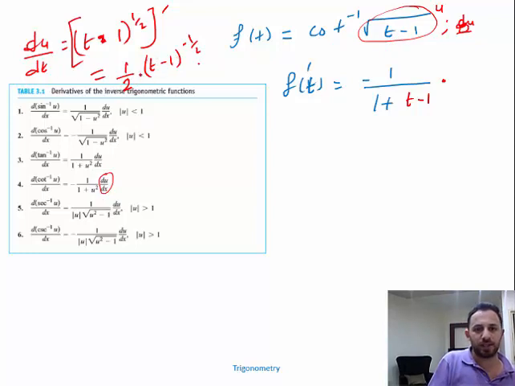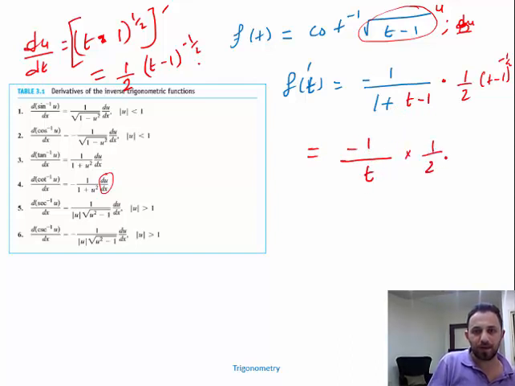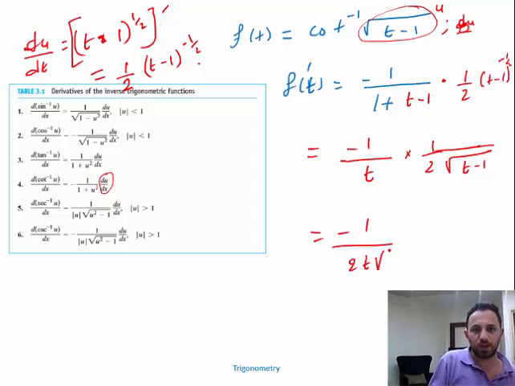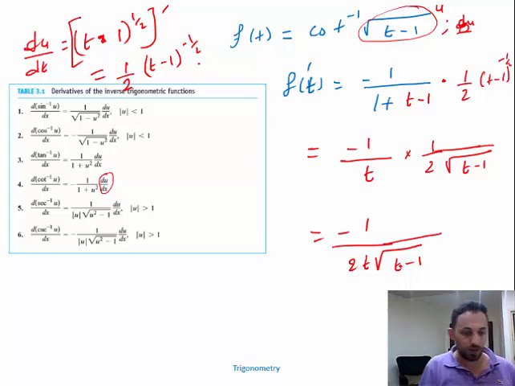So du by dt is half t minus 1 to the power minus half. Okay, it is minus 1 over t multiplied by half radical t minus 1, which gives minus 1 over 2t radical t minus 1.